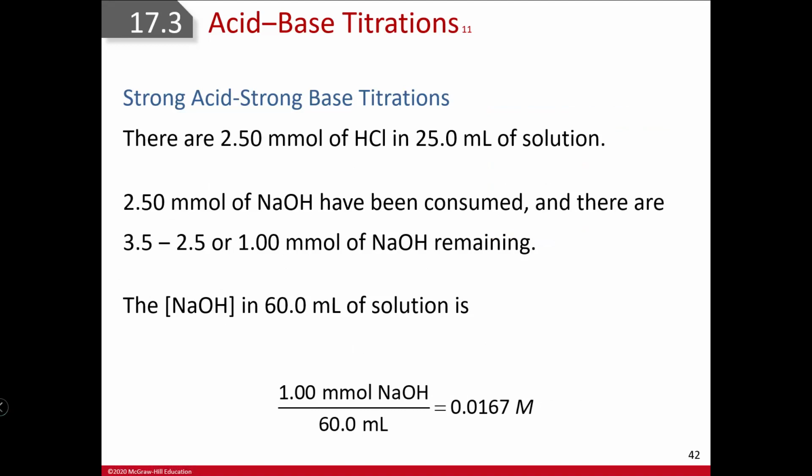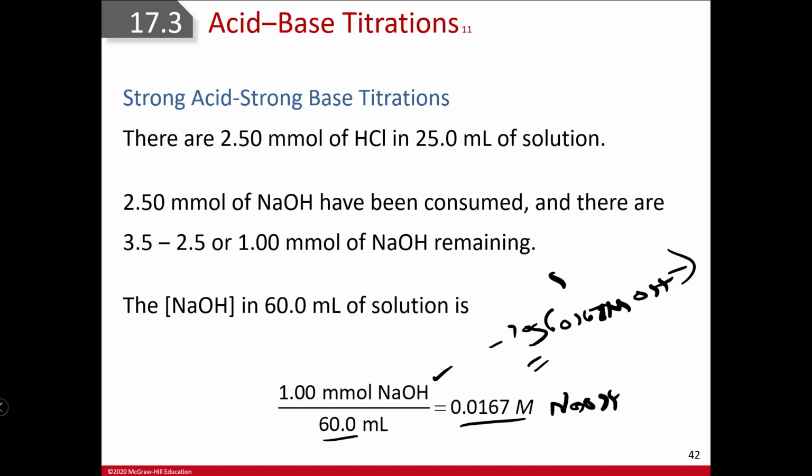This is where most students make a mistake, so I just want to point out something right here. We just found out we had 1 millimole of excess sodium hydroxide divided by the total volume now of 60 milliliters, and we come up with this concentration. What is that the concentration of? Don't just write the concentration. Make sure you write what it's of. The concentration is 0.0167 molar hydroxide ion. If you take the negative log of this, you're not calculating pH, you're calculating pOH.